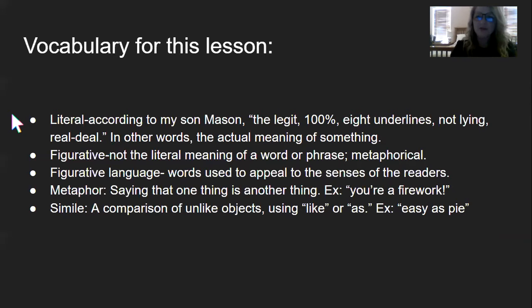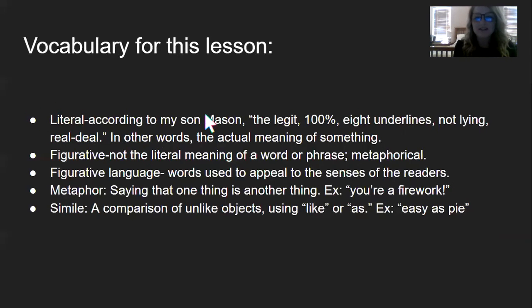So one word that we hear a lot, and I think people overuse it these days, is the word literal or literally. This is something fun I did. I asked my son, what does the word literal mean? Because he is a 6th grader going into 7th grade. So I thought it'd be fun to see if he knew what the word meant. And his exact words were, the legit, 100%, 8 underlines, not lying, real deal. And I thought that was a good definition of the word literal.